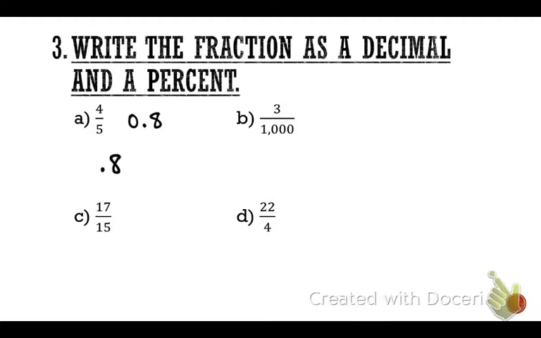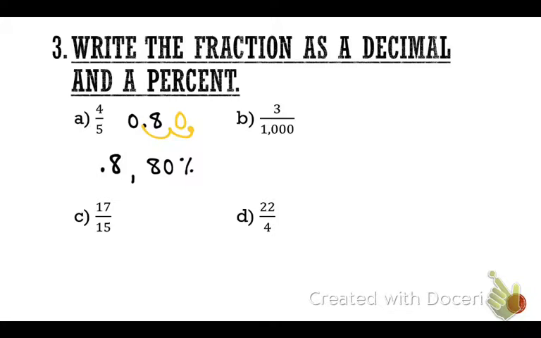Now, here's the deal. This says to write the fraction as a decimal, which we did, and a what? A percent, which means I have to change that 0.8 to a percent. Remind me, how do I do that, guys? Move the decimal 2 places to the right. Drop in the egg or drop in the 0. 0.8 is the same thing as what? 80%.